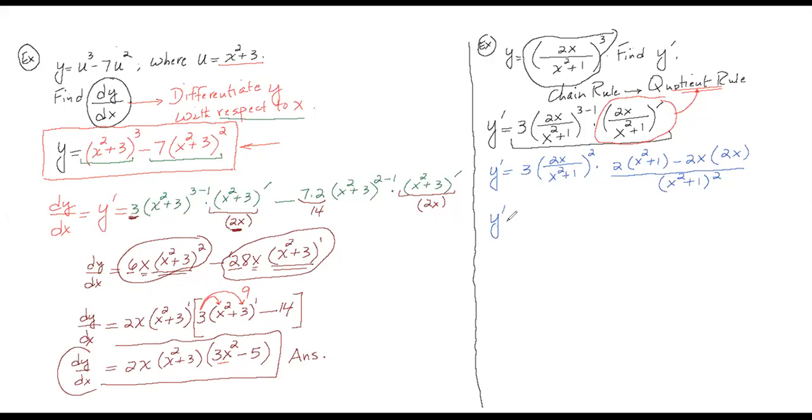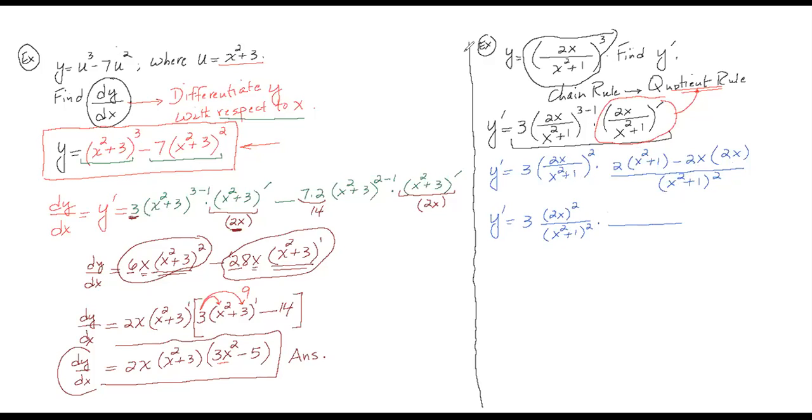Okay, so I have y prime equals 3. Now this fraction here, I'm going to write it as 2x squared over x squared plus 1 squared. Now, why did I power each one separate? Because see, I have x squared plus 1 squared in the bottom here. So I can simplify it.